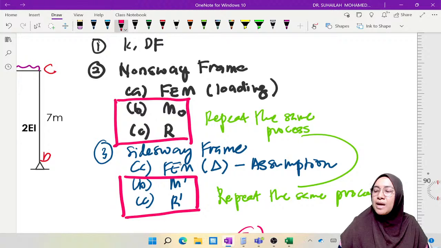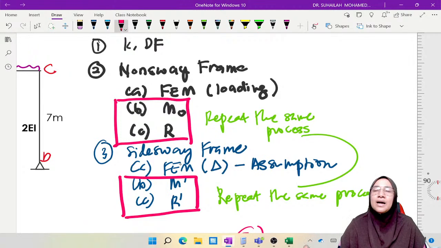Because once we have this, we can repeat the same process and we get R prime. Once we get R prime, we get all the unknowns that can fulfill the principle of superposition. And then we will get the final M moment.